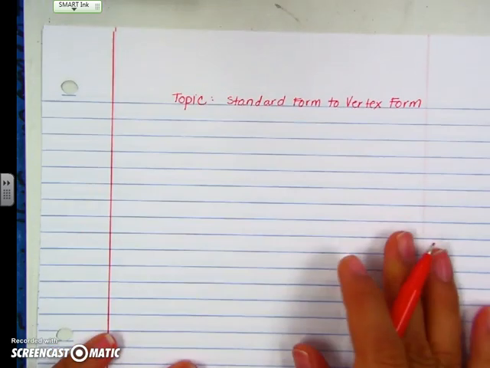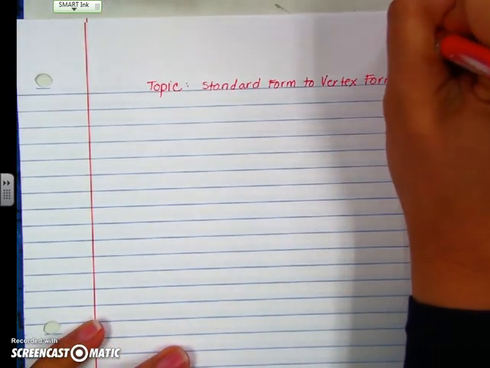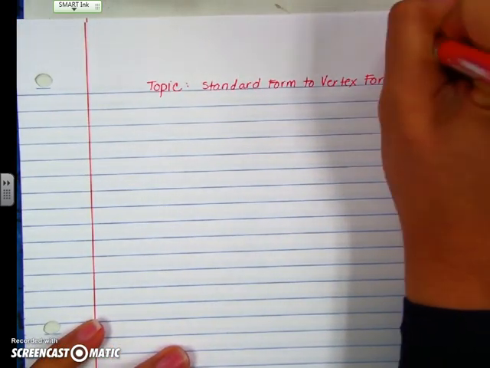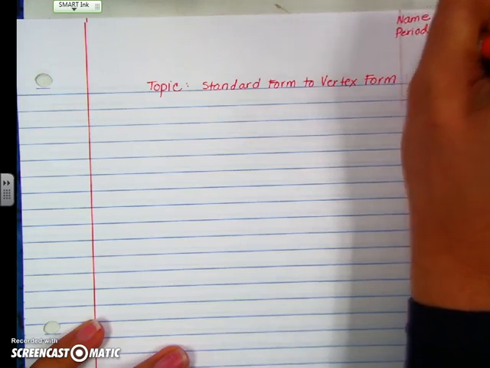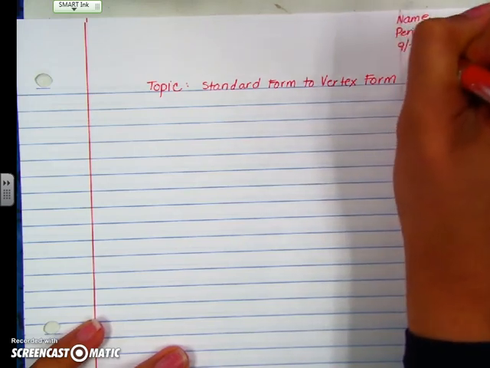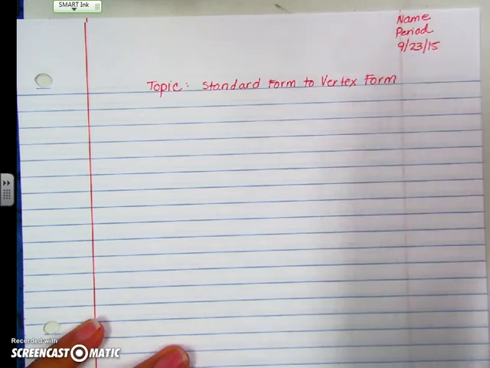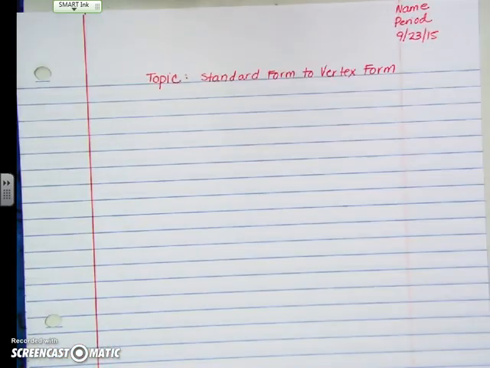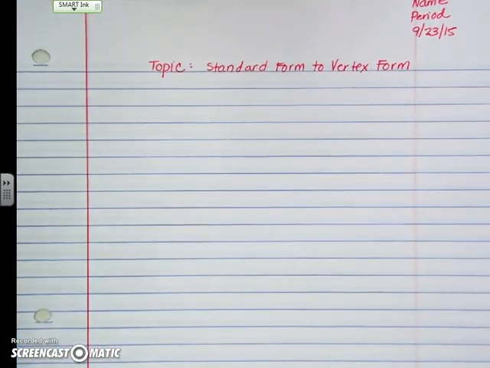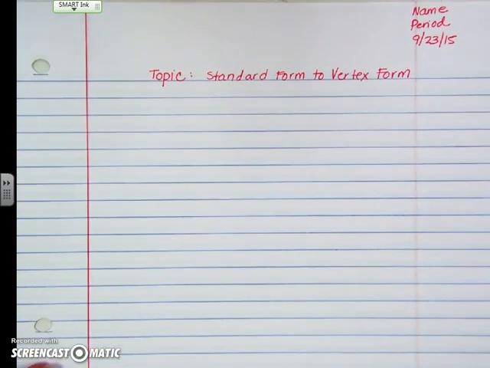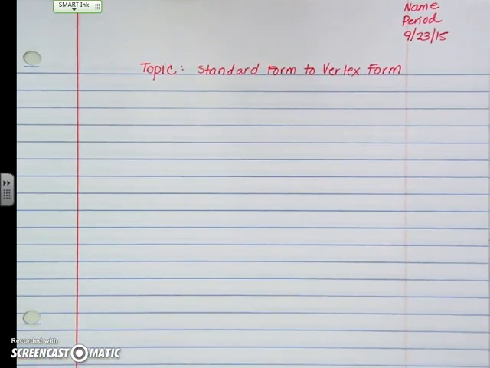So please make sure you turn in these notes, so make sure you put your name, your class period, and today's date, which is 9/23/2015 on your papers. You always want to head your papers, okay, because you don't want to lose credit on something you did just because you forgot to put your name and your class period on it.